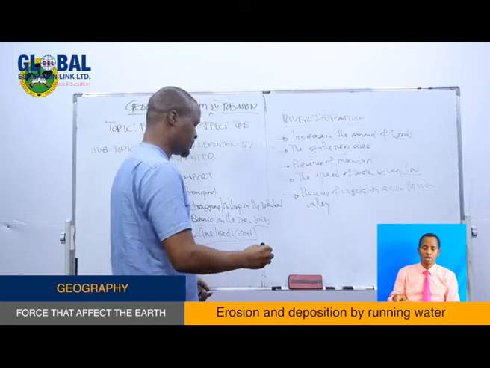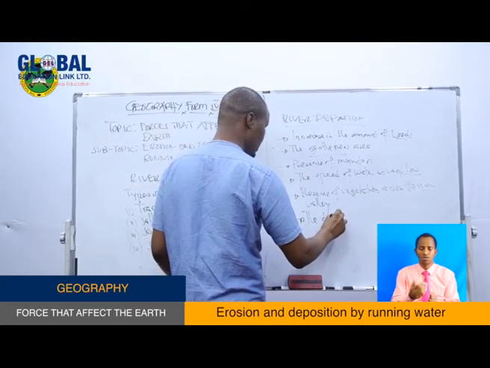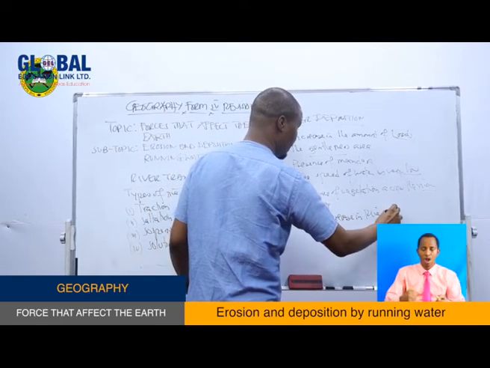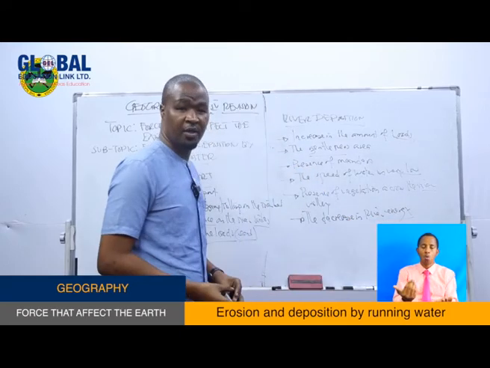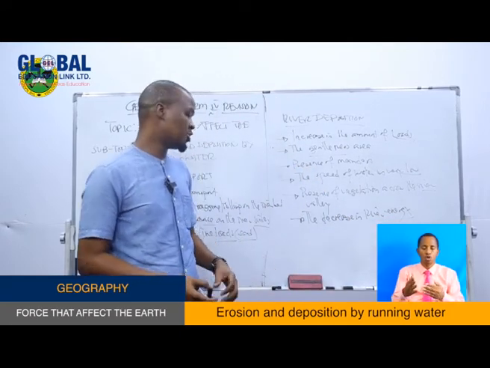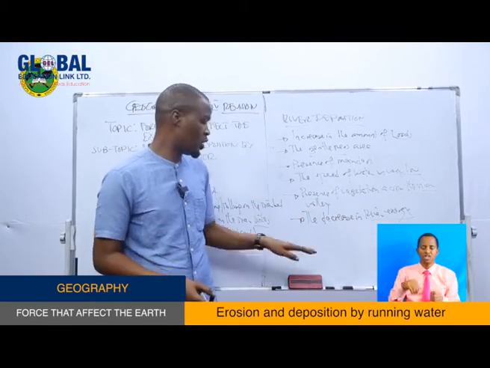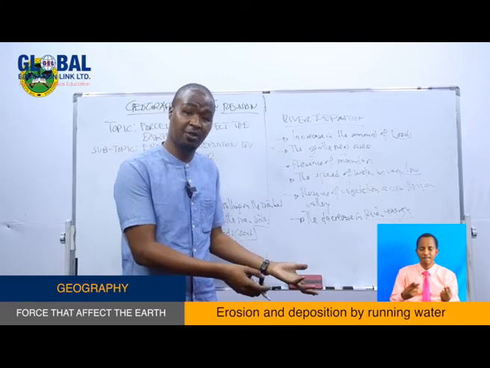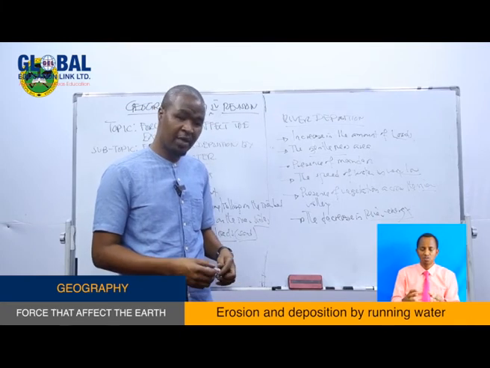The last one is the decrease in river energy. River energy refers to the ability of the river to transport and erode. So when the ability of the river to transport and erode material declines, the river will not be able to carry the material. Then it will deposit the material somewhere in the river valley.